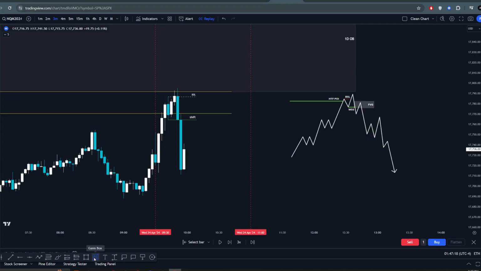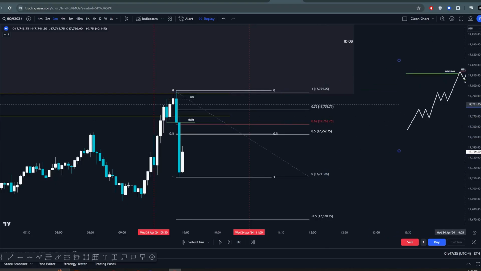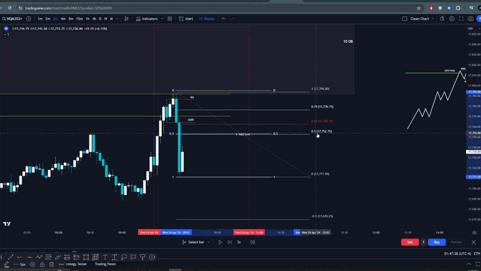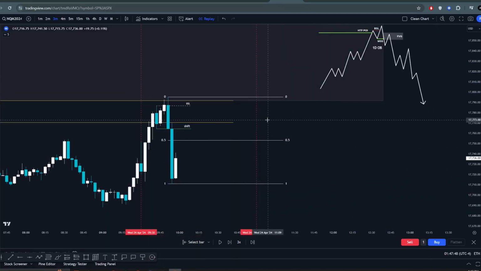This is exactly what you should do. You should use this gun box right here, or you can use your Fibonacci, the 50%. This is the 50% of that Fibonacci. In this case, I'm going to use gun box for easier use. We have this range right here. We have the upper 50% and the lower 50%.